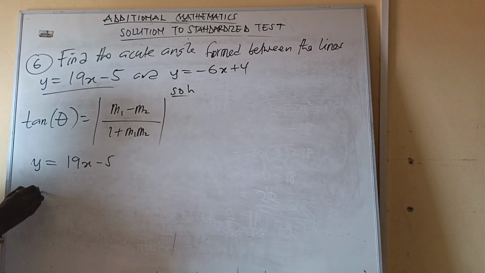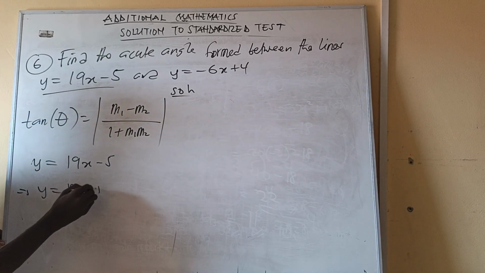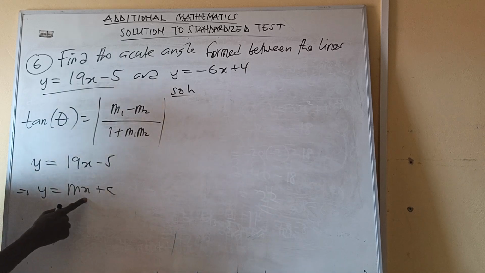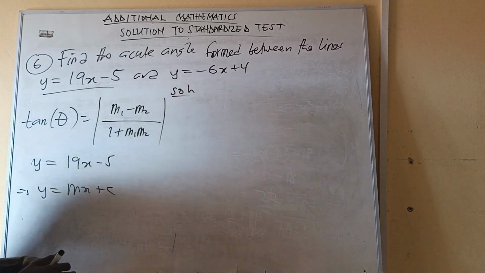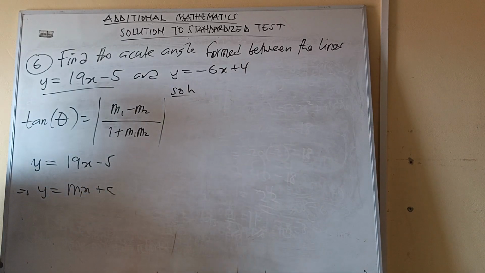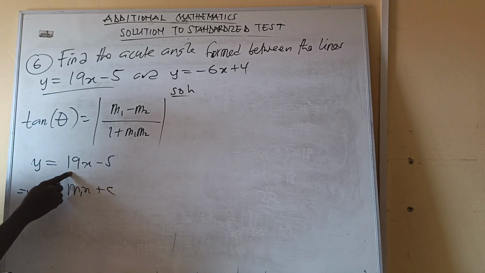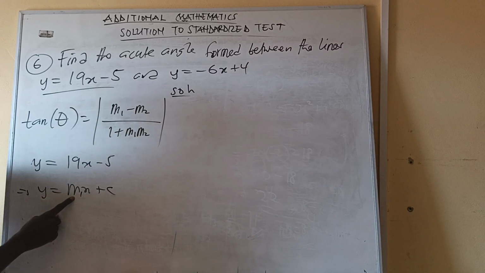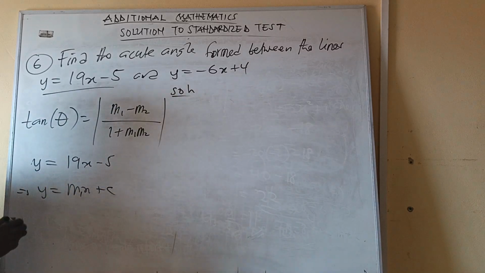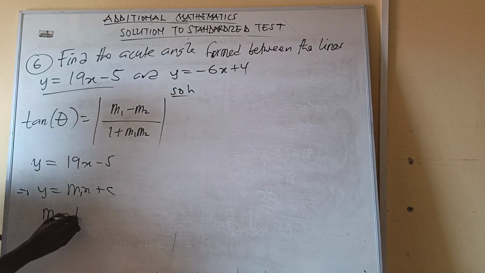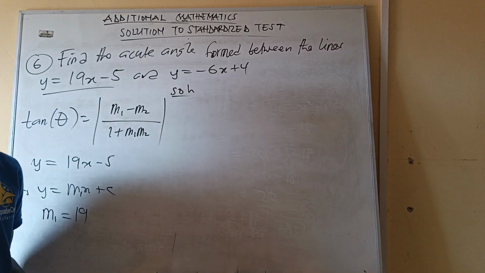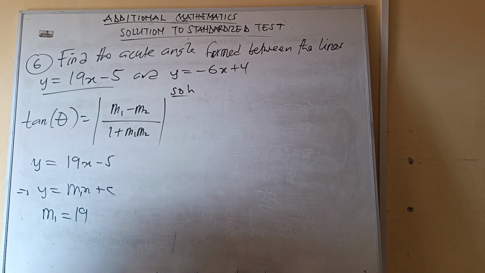How am I going to find the gradient of this one? Let's compare this to y is equal to mx plus c. Don't forget the coefficient of x will give us the gradient. So the coefficient of x here is 19, which is m1. So the gradient of the first line is 19.